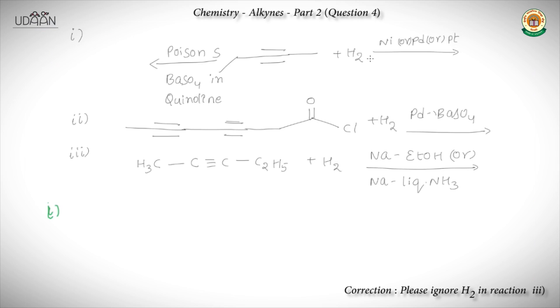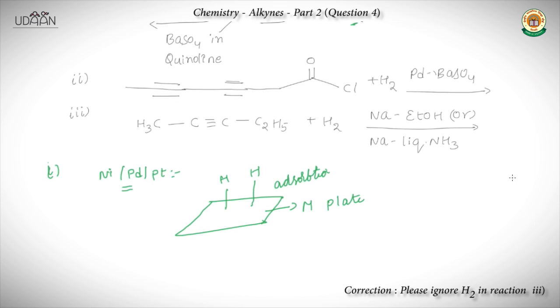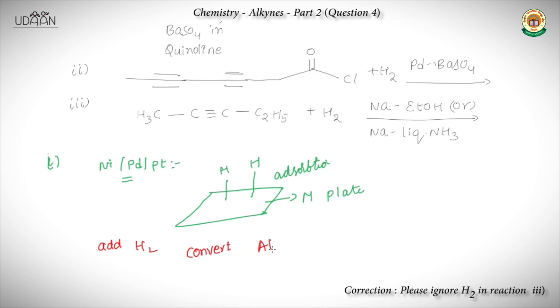Now let's attempt using nickel, palladium or platinum. All these are heavy metals, and if we assume this to be a nickel or palladium or platinum metal plate, these hydrogens get adsorbed onto its surface. This is adsorption. These are good hydrogenating agents, that is, they add H2. They convert alkynes to alkenes and then alkenes to alkanes, because these are very good hydrogenating agents. So we can just attach hydrogen and hydrogen to where the triple bond is.